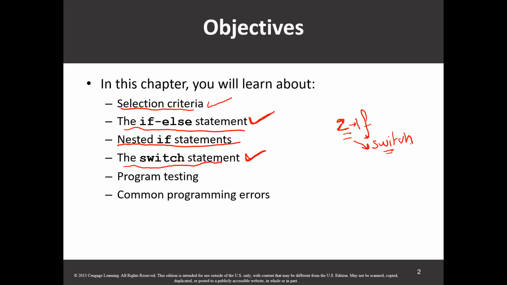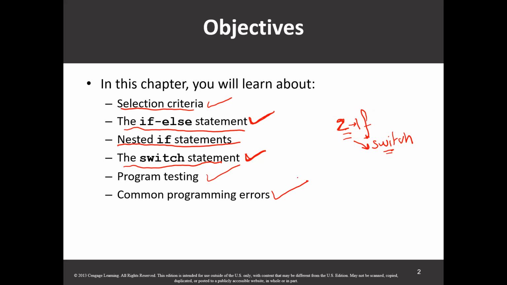So in our selection statement we're going to use either if or switch. The if has several types, while switch has only one type. Of course, then we're going to talk about program testing and, as usual, common program errors. These are the things that we are going to talk about in this chapter.